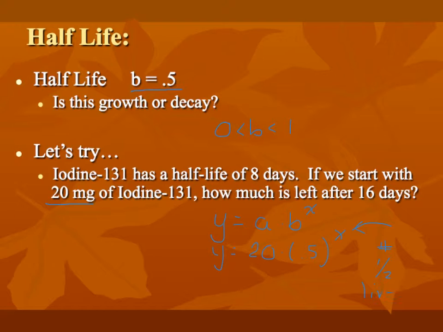And if you think about the fact that one half-life is 8 days, then that means 2 half-lives is 16 days. So to answer this question, we'll be able to do so by substituting 2 in for X. So our answer will be what we get when we take y equals 20 times 0.5 to the 2 power. And that comes out equal to 5 milligrams of iodine. And that's because 2 half-lives have gone by, which means it's been cut in half 2 times.